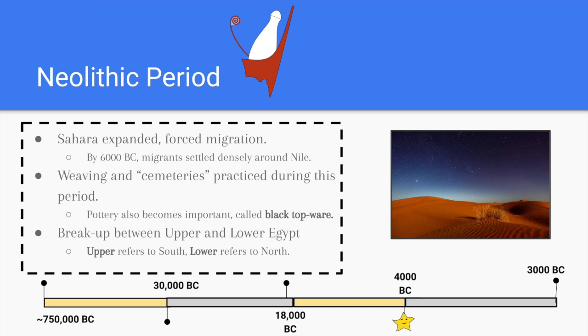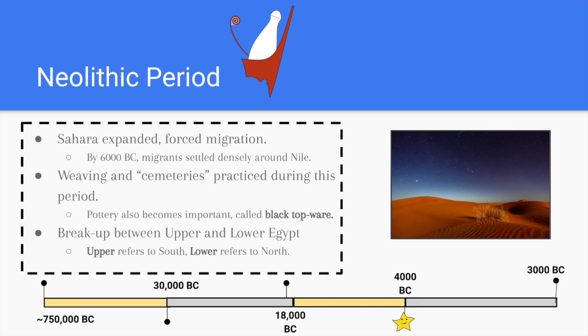So now we're at the Neolithic period, so we're at 4,000 BC. We're only about 1,000 years away from actual Egyptian culture or civilization. And the Sahara Desert expanded, so it got even more dry. And during this time period, we're seeing a lot of people forced to migrate. So by 6,000 BC, migrants settled densely around the Nile.